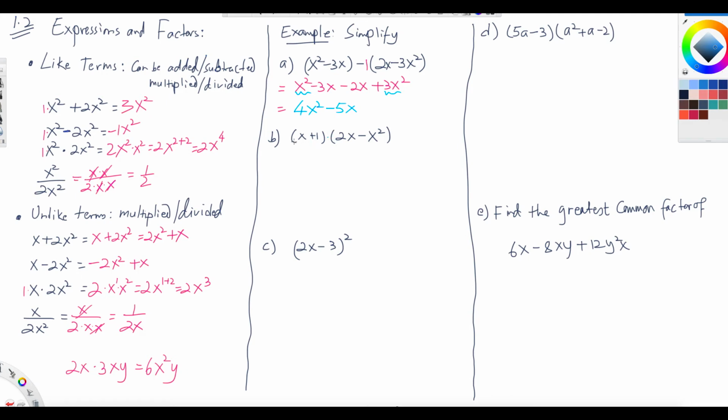Next one is, there is a product in the middle, right? We FOIL. x times 2x is 2x squared. x times -x squared is -x to the third, because that's the product of x times x squared, right? Now you FOIL with 1. So 1 times 2x is plus 2x. And then 1 times -x squared is -x squared.